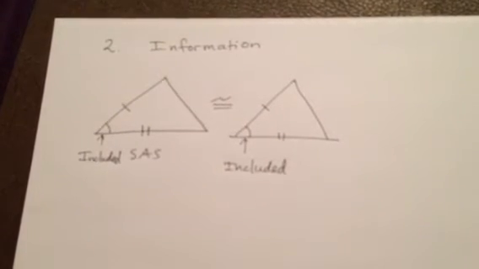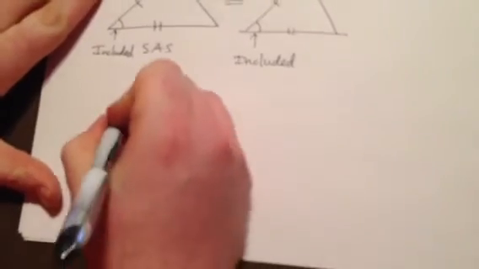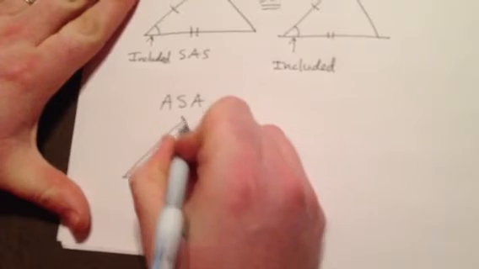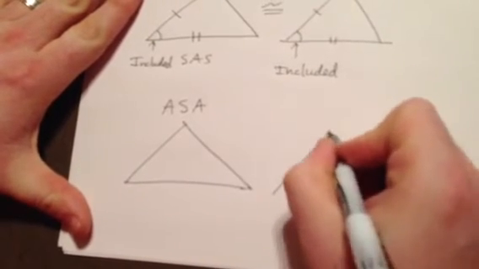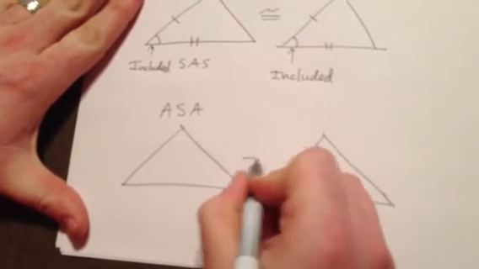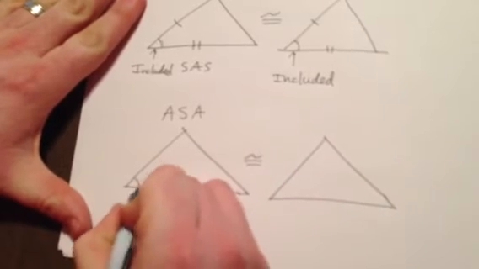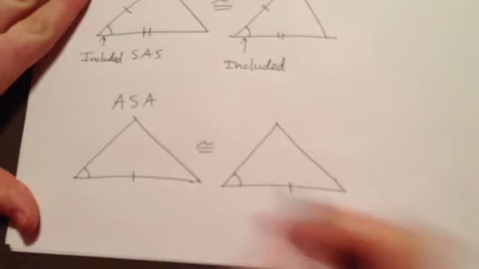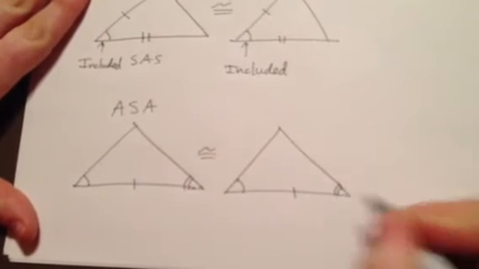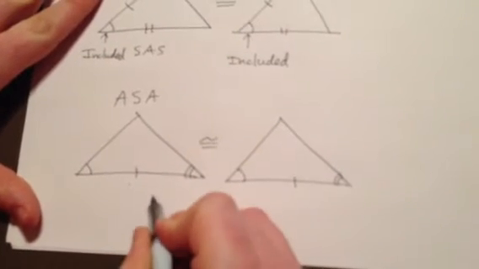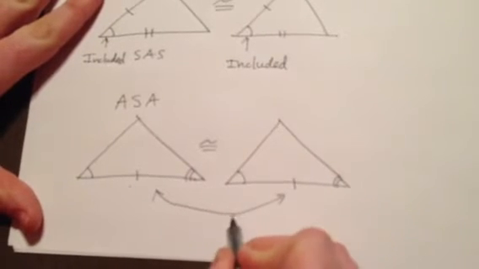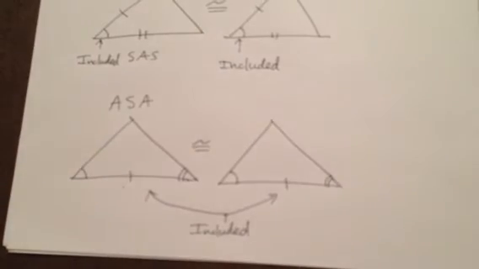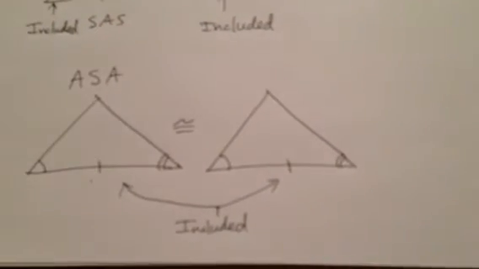And the same thing goes if I'm looking at angle, side, angle. If I'm looking at two triangles who are congruent, and I'm looking at the two angles here are congruent, the sides are congruent, and then the other two angles here are congruent, these two sides are the included side. It's the side that is between the two angles.